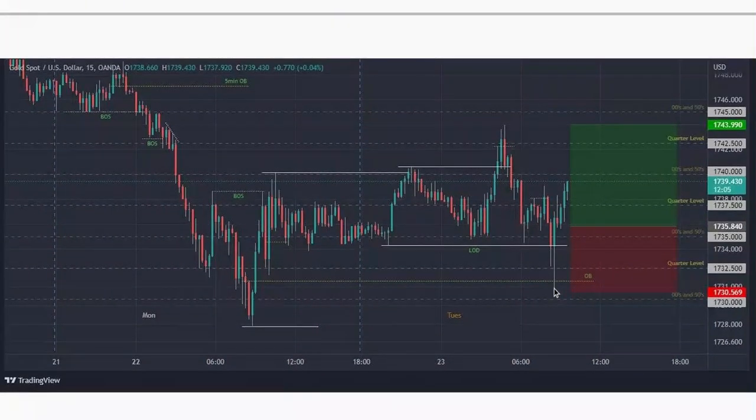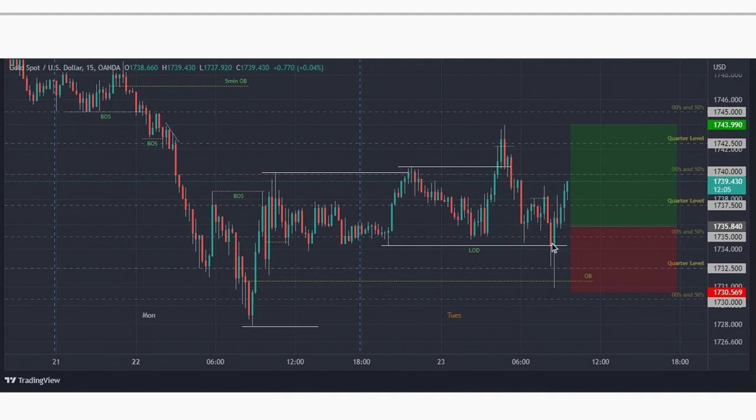Here we have price touching the order block, touching the quarter level. So now that's two confirmations. And we have a sweep of this level, which is our third confirmation, our fourth confirmation being the double bottom, this being the first leg and this being the second leg. So now we have four confirmations.